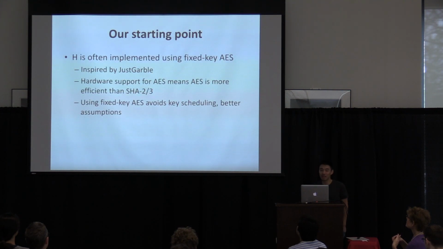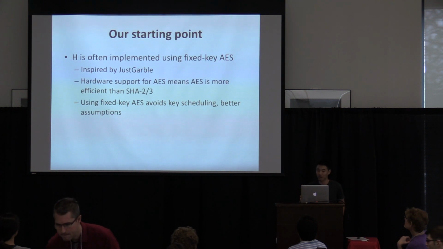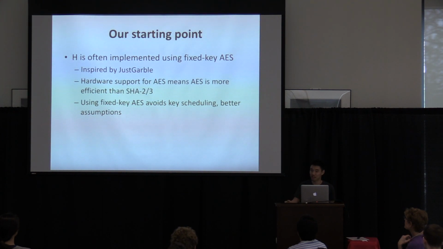So one of the most impactful ways of building a conceptual hash function is based on fixed key block ciphers. This became widely known to the applied crypto community mostly because of Just Garble by Bellare et al., 6 years ago in Oakland 13. They proposed that we can build a garbling scheme securely based on a fixed key block cipher. The main motivation is that the fixed key block cipher is much more efficient than, let's say, a hash function call.